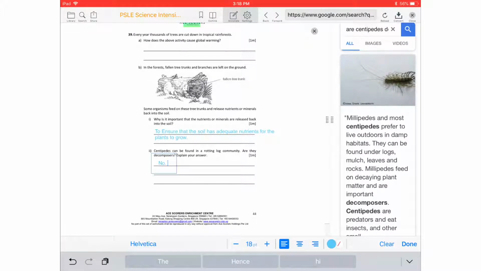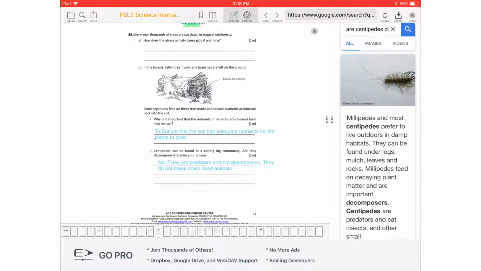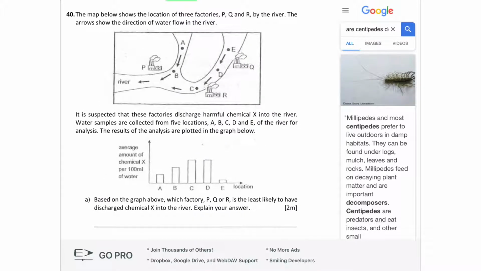Right, so why are they not? Because they are predators. They do not feed on the dead animals, right? So the answer is no, because they actually do not feed on the dead animals. You know they don't break it down, right? They actually catch those that are still alive. So do you get that in the exam? MCQ. So you put no lah.